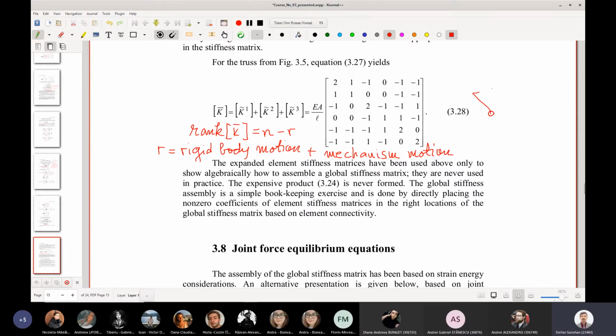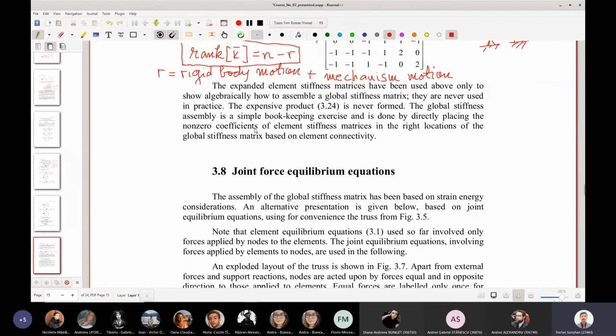If you have, let's say, something like that, this is a mechanism. So to fix it, you need to add one more bar here. If not, you will have mechanism motion. So this is the idea, and this formula is general. In a plane, rigid body motions are free. The mechanism motion depends on the problem. But in our particular problem, we have no mechanism motion, so we have only rigid body motion. But please keep in mind that this is important in practice.